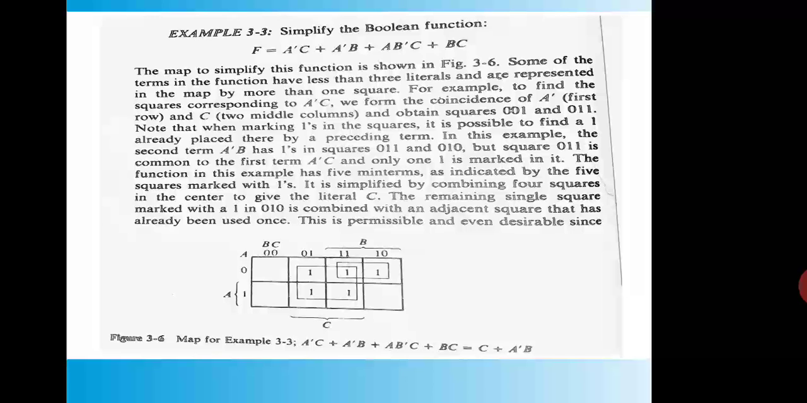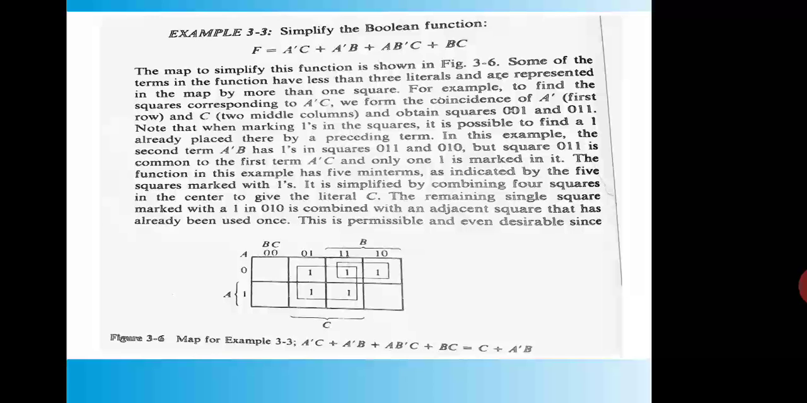To overcome that, they have taken an example. We will see the example. So we form the coincidence of a dash, that is the first row, and c, the 2 middle columns. Now how to do that? And obtain the squares 0 0 1 and 0 1 1. So you can just concentrate on the image. Okay, the map for example 3.6, that figure. How to represent a dash c? Now when you have a dash, that means the a value should be 0. That means obviously it is the first row. Correct? A dash. Now how to get only c? If you want to get only c, then you have to mark the middle 2 columns, isn't it? Why? Because in those 2 columns c remains 1. So that can be taken, isn't it?